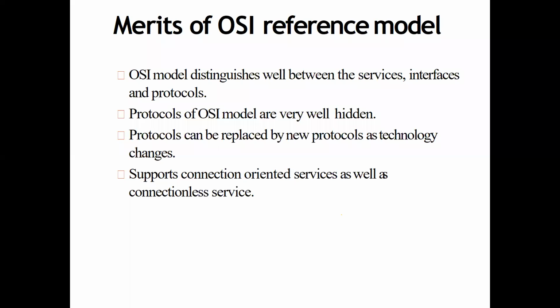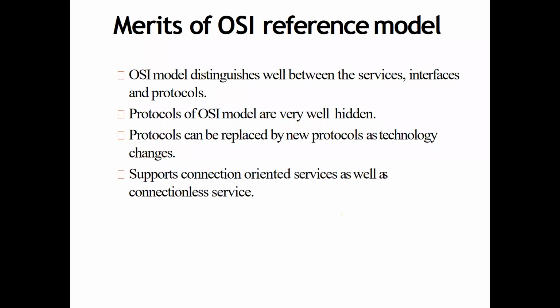See here, the OSI model distinguishes between the services, interfaces, and protocols. As I already told you, it is working on different things. Services are there, interfacing is there, one layer is interfacing with another layer, and separate protocols are there. Then SMTP, HTTP on application layer, TCP, UDP on transport layer. Then your routing protocols are there on network layer. Then your HDLC protocol, point-to-point protocols on data link layer. So every layer has its own protocols. That's why it is a distinguished model.